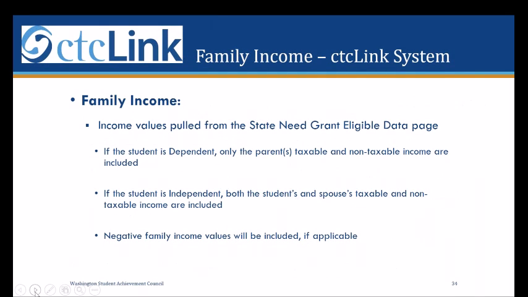For the CTC link system, the family income value is pulled from the state need grant eligible data page. If the student is dependent, only the parent's taxable and non-taxable income are included. If the student is independent, both the student and spouse taxable and non-taxable income are included. Negative family income values will be included if applicable.